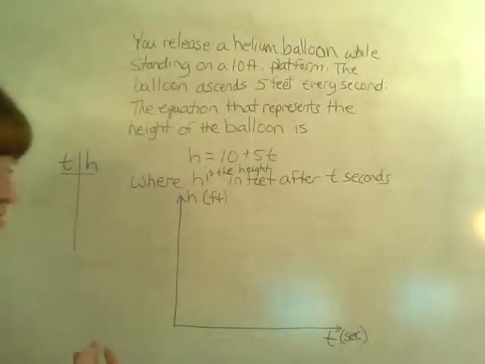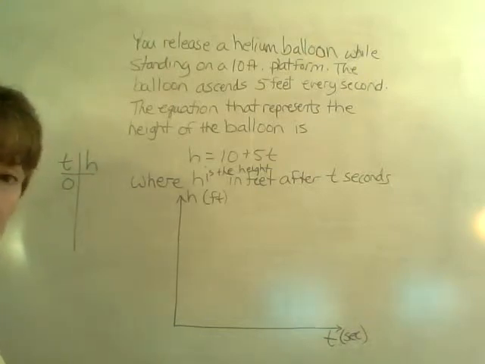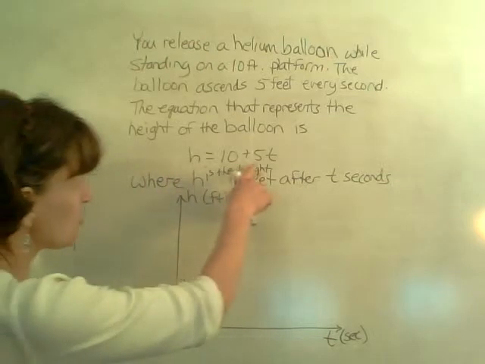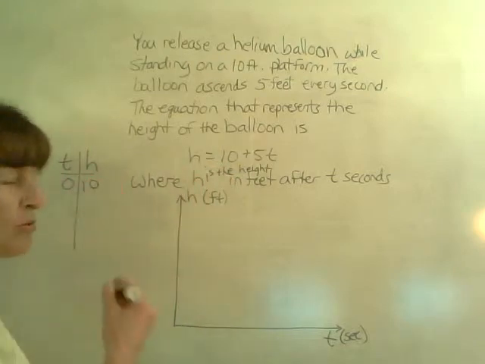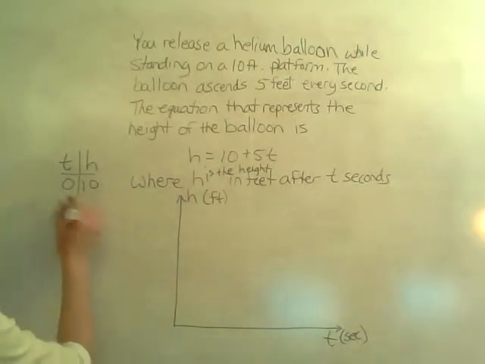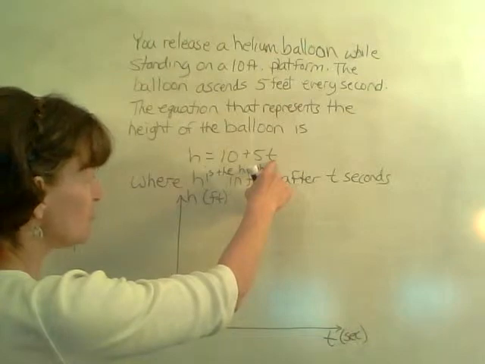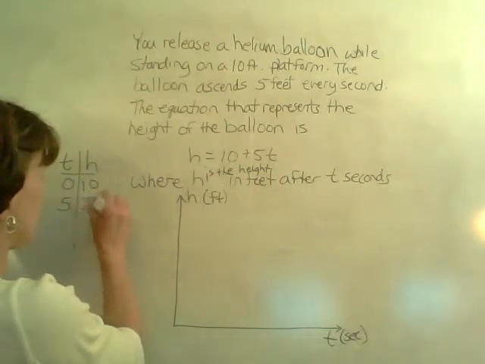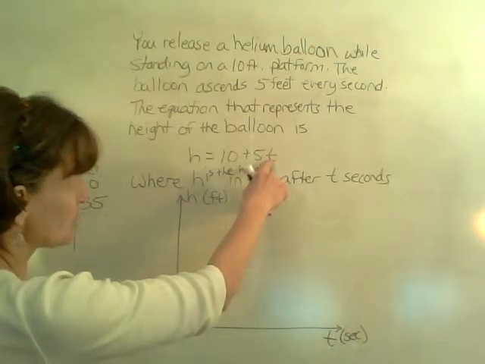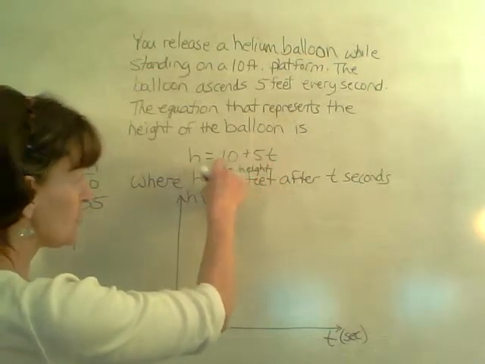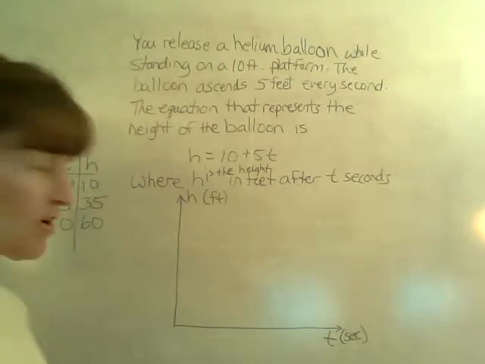Now I'm going to pick some different t's. Well, let's start with t equals 0, because that does make sense in this problem. At the beginning, t is 0. So when t is 0, and I'll put 0 into t here, then I get h equals 10. All right, well, what about when t is 5? Well, when t is 5, 5 times 5 is 25, plus 10 is 35. All right, what about when, let's say t is 10? Well, when I put 10 in for t, then I have 5 times 10 is 50, plus 10 is 60. So here are 3 points that make sense for this problem, all right?